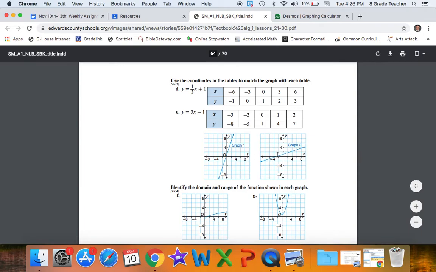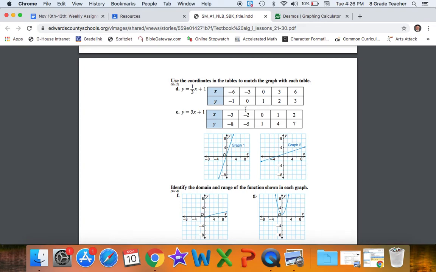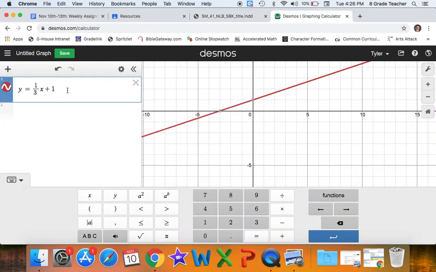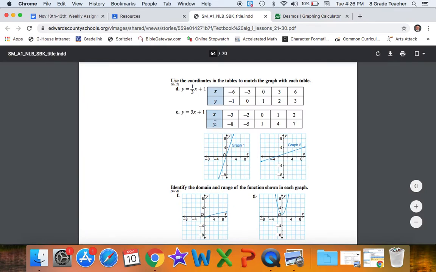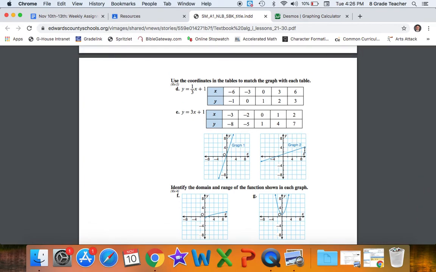If you've solved for one, you've solved for the other. You could obviously double check by typing in y equals 3x plus 1. And again, those correspond. So letter D is graph 2, letter E is graph 1. The other way to do that is obviously take your points and to check and see if those match. So you find where you have your zeros or find where there's positive values to see where those points match up, which I'm confident that you're able to do.